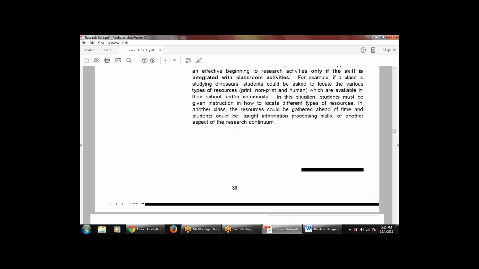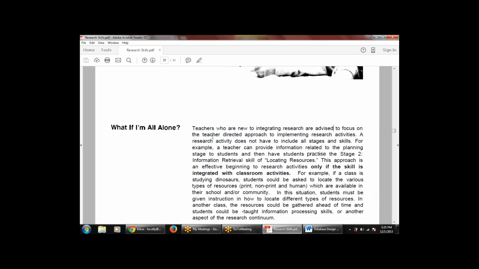Teachers who are new to integrated research are advised to focus on the teacher-directed approach to implement the research activities, that is, how to integrate the research into the teacher-directed approach. The research activity does not have to include all the stages and concepts. For example, a teacher can provide the information. It is the responsibility of the teacher to provide the relevant information related to the planning stage to the students, that is, how to plan an activity.